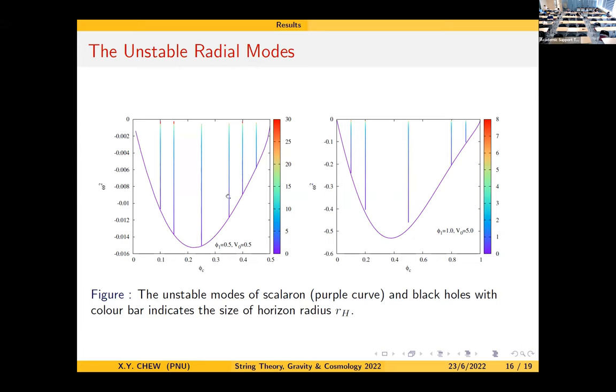So in this case, when you increase the size of the horizon from zero to an arbitrary value, you can see that a family of black hole solutions emerges from the scalar run. So we can say that in the small horizon limit, the black hole reduces to the scalar run case. In this sense, when the size of the horizon increases, the black hole becomes relatively more stable compared to the small horizon limit. This also happens for phi 1 equal to 1.0.